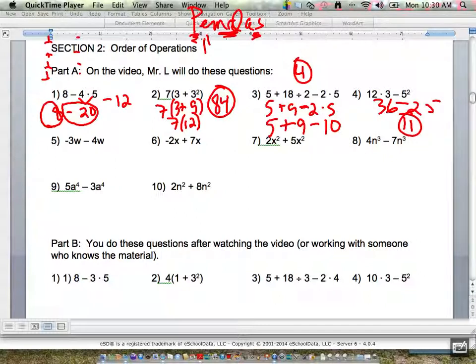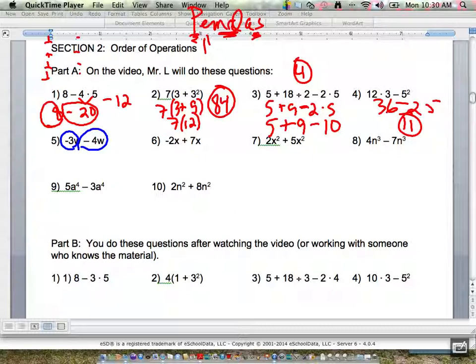Now, what are you thinking of? Now, what kind of 3W is this? Negative. What kind of 4W is this?